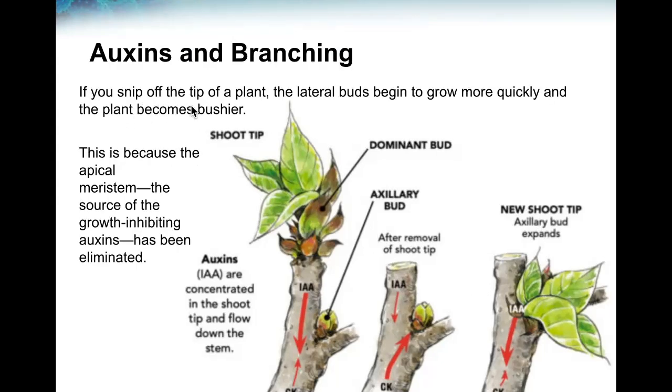So again, if you snip off the tip of the plant, the lateral bud begins to grow more quickly and the plant becomes bushier. This is because the apical meristem, the source of the growth inhibiting auxins, has been eliminated.